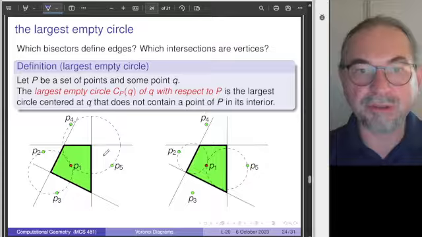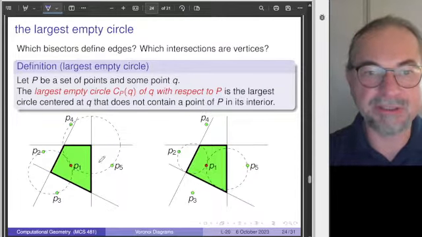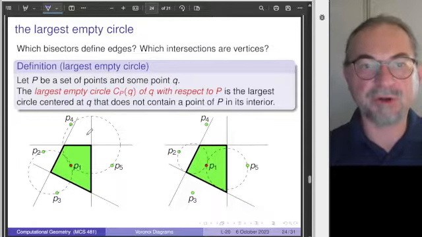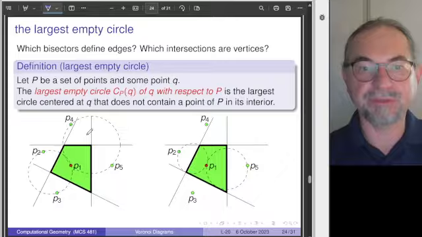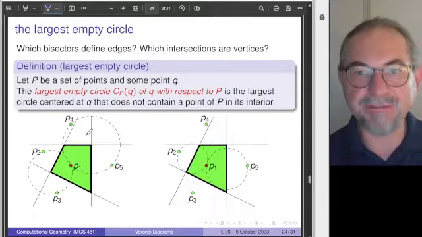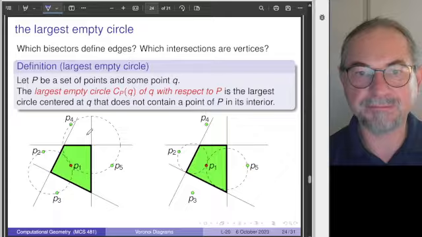This is called the largest empty circle. You can run around in this disk defined by the circle and not hit any of the sites.